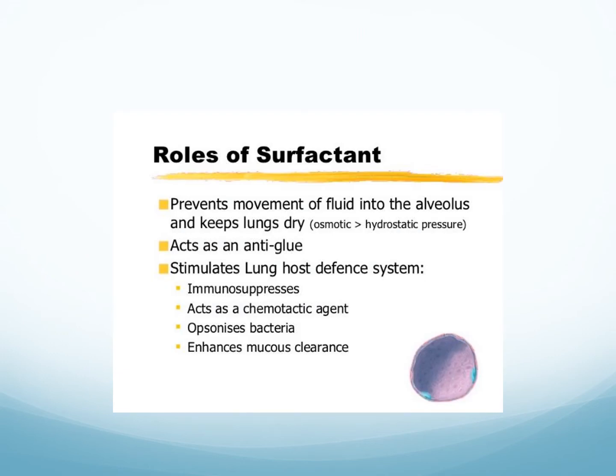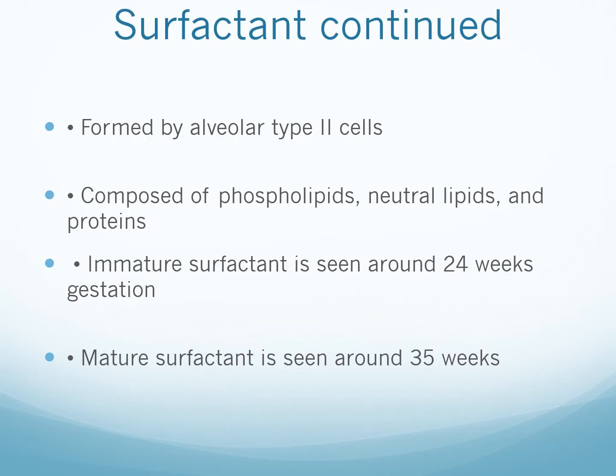Roles of surfactant: prevents movement of fluid into the alveolus and keeps lungs dry. Acts as an antiglue. Stimulates lung host defense system. Immunosuppresses. Acts as a chemotactic agent, opsonizes bacteria. Enhances mucus clearance. Formed by alveolar type 2 cells. Composed of phospholipids, neutral lipids, and proteins. Immature surfactant is seen around 24 weeks gestation. Mature surfactant is seen around 35 weeks.